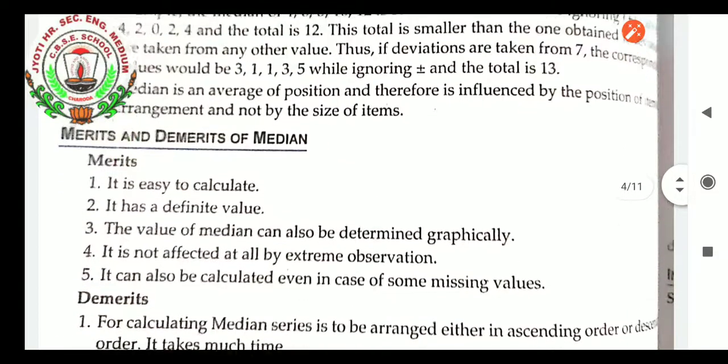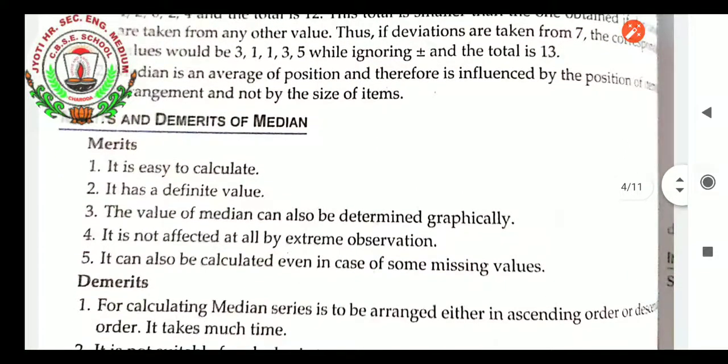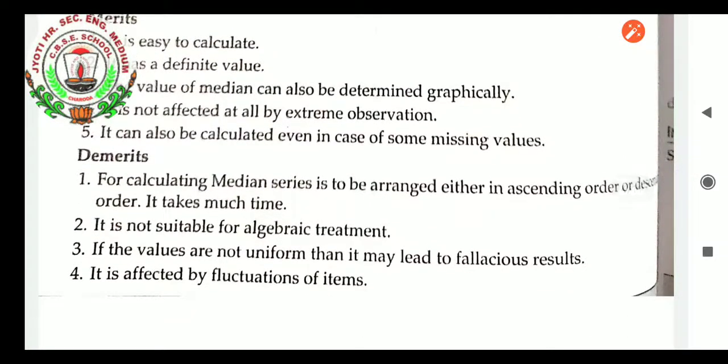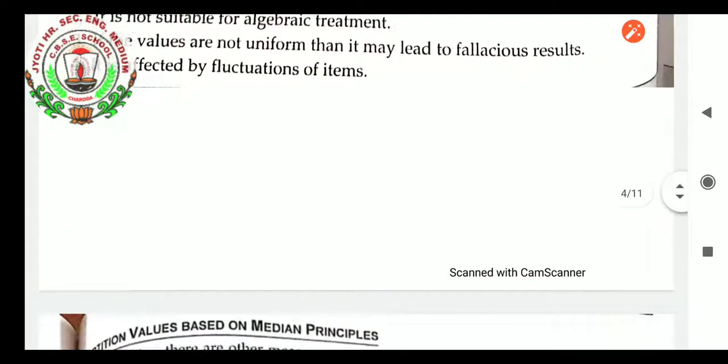Merits and demerits of median. Merits: it is easy to calculate, it has a definite value. The value of median can also be determined graphically. It is not affected by extreme observations. It can also be calculated even in some cases of missing values. Demerits: for calculating median, the series is to be arranged either in ascending order or descending order. It takes much time. It is not suitable for algebraic treatment. If the values are not uniform, then it may lead to fallacious results, meaning false results. It is affected by fluctuations of items.